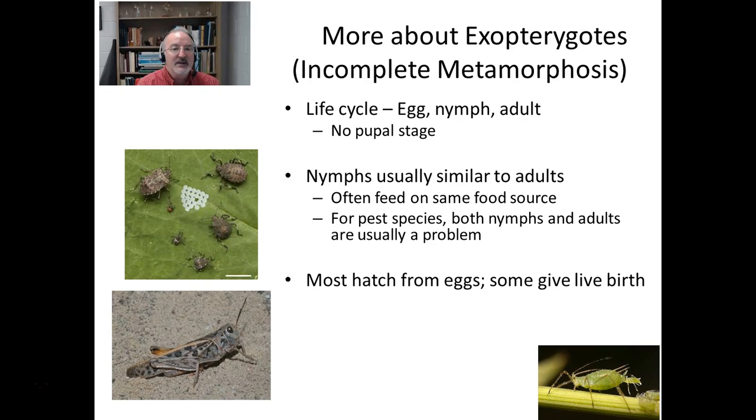Most of them hatch from eggs. Some give live birth. You can see an aphid down the right-hand corner giving birth to a daughter, and her daughter has another daughter inside of her. It allows them to increase their populations very quickly. There are more than 100,000 species.